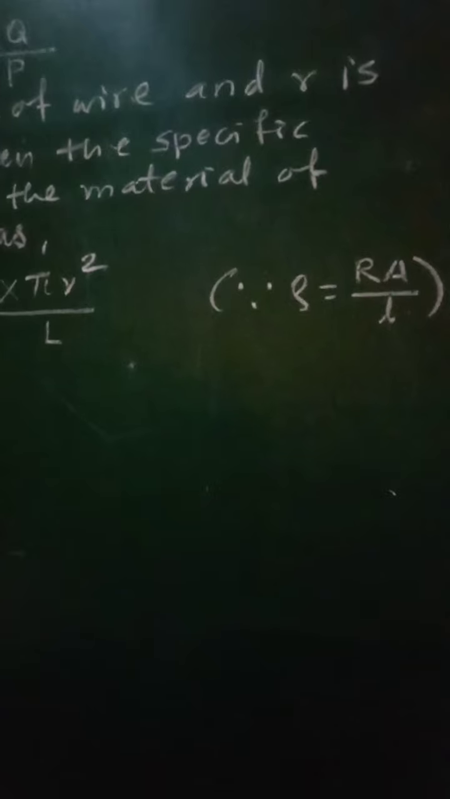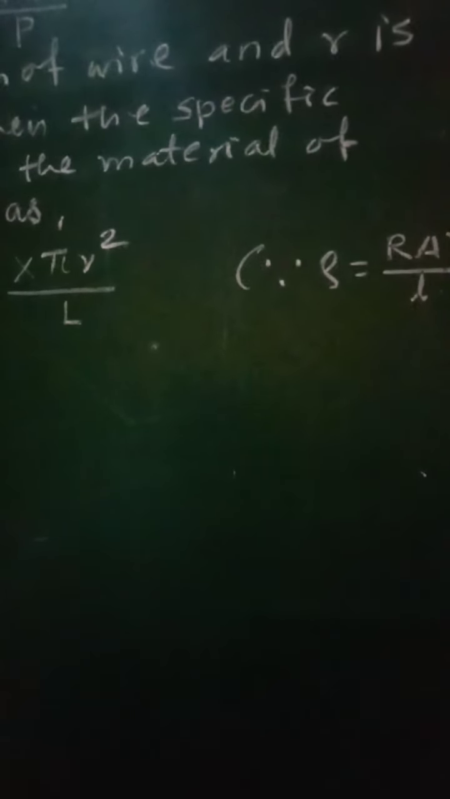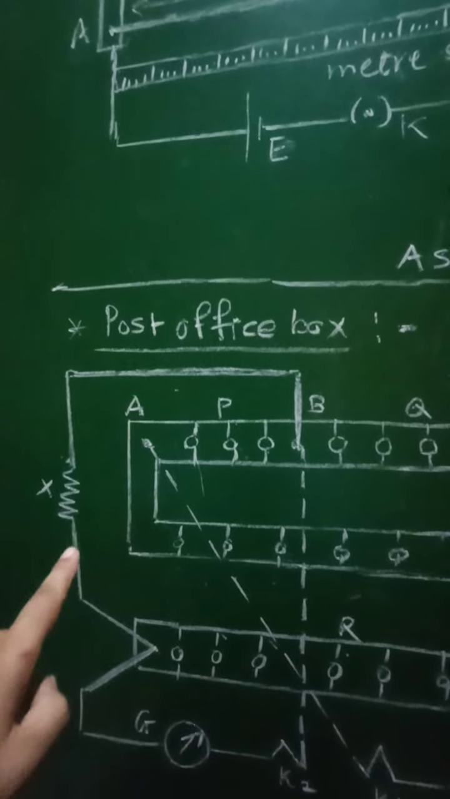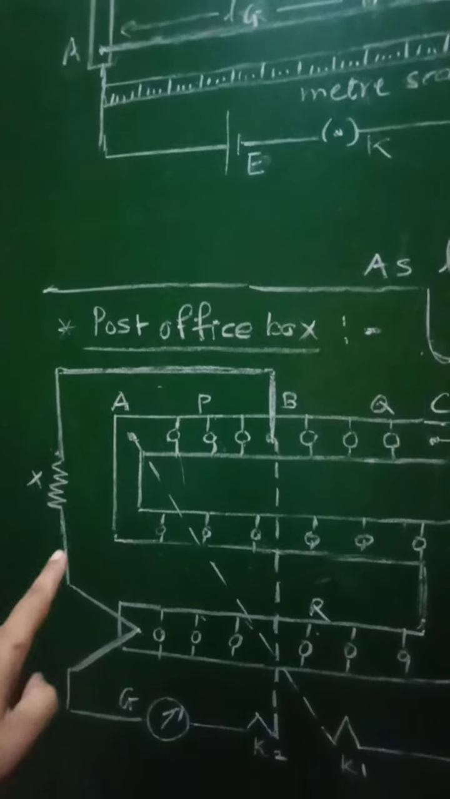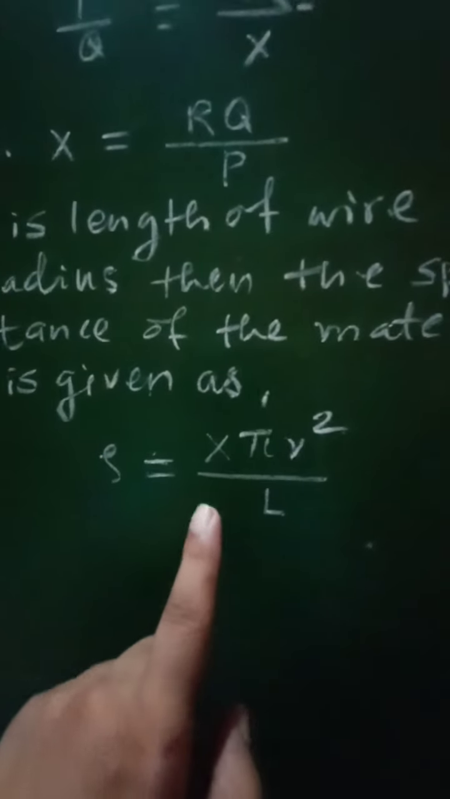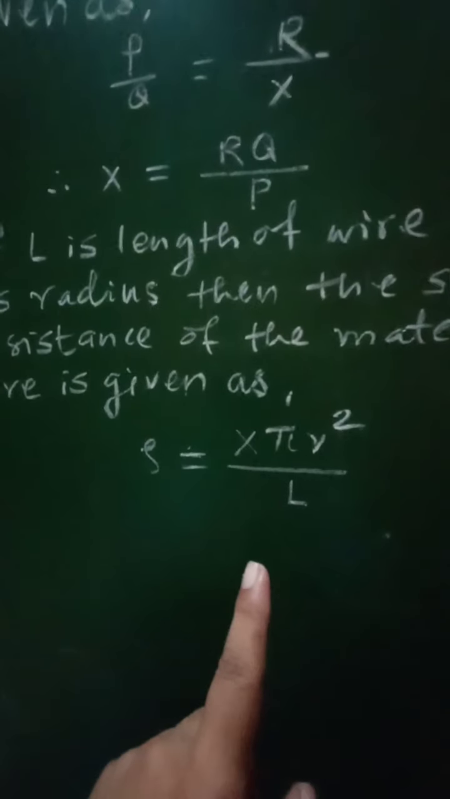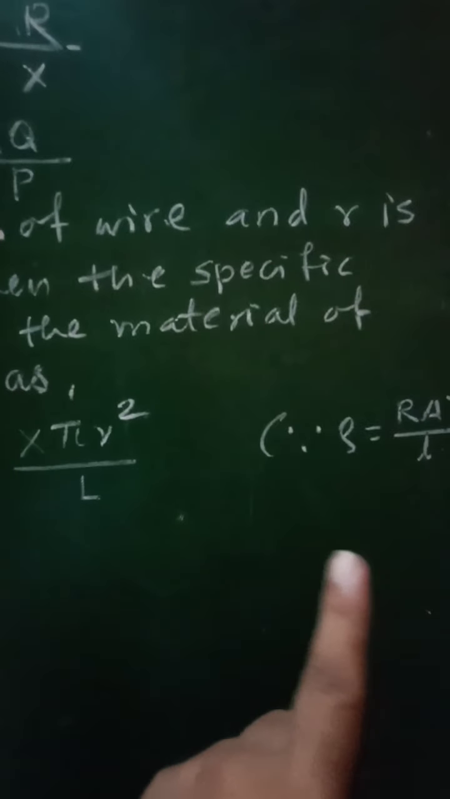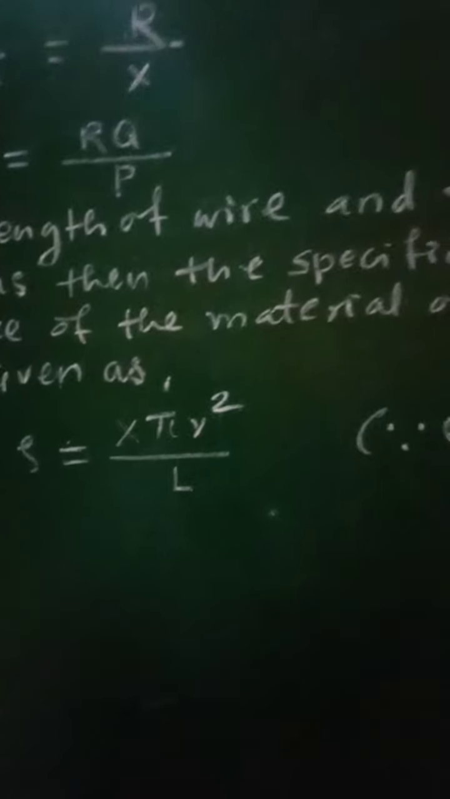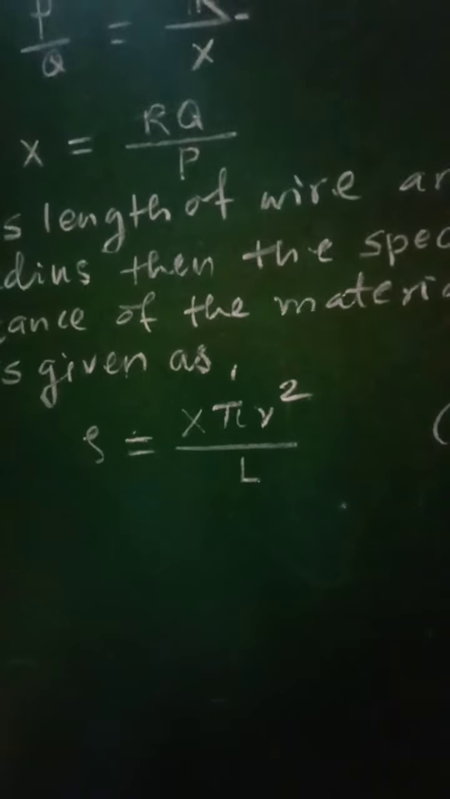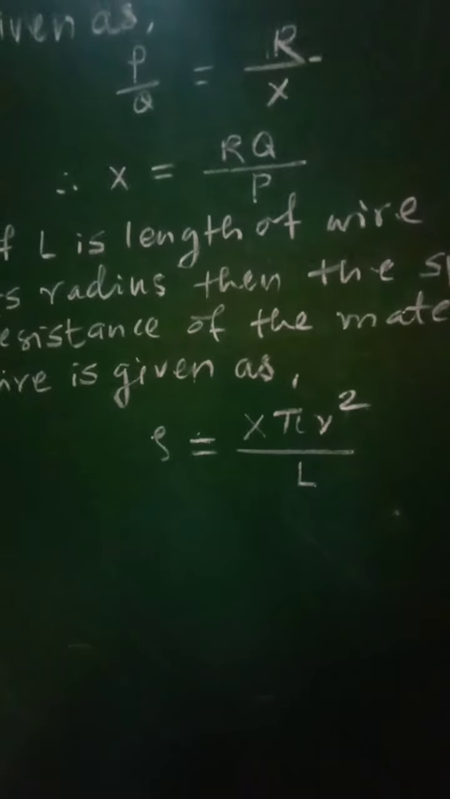In this relation, R is replaced by X because this wire has its resistance equal to X and its radius equal to small r. Therefore R will be replaced by X, A will be replaced by pi r square, and the length is capital L, and therefore the specific resistance of the wire is equal to X into pi r square upon L. So that is regarding the post office box.